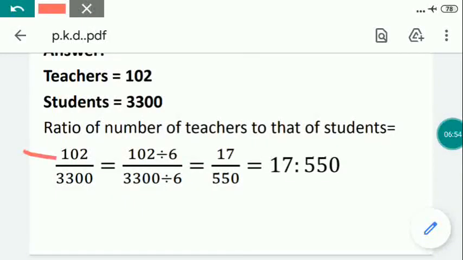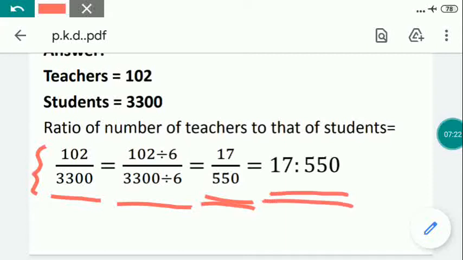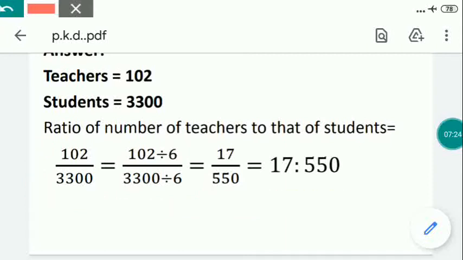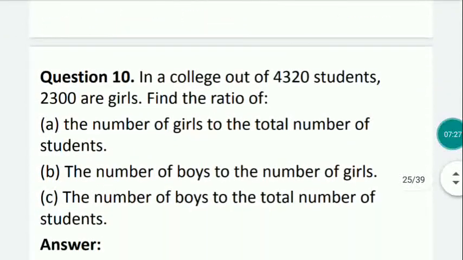Now the ratio of number of teachers to that of students. So teachers upon students, that is 102 upon 3,300. Now divide numerator and denominator by highest common factor of 6. So 102 divided by 6 upon 3,300 divided by 6, which is equal to 17 upon 550. So ratio of number of teachers to that of students is equal to 17:550. Now question number 10.